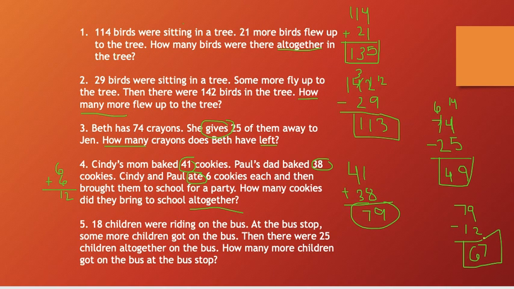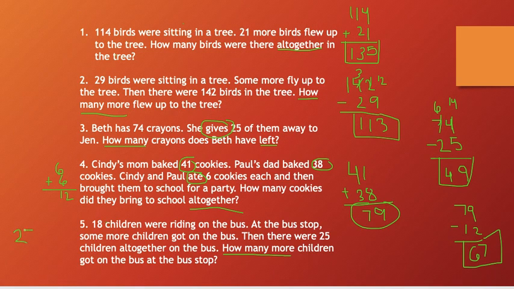And our last one says 18 children were riding on the bus. At the bus stop, some more children got on the bus. Then there were 25 children altogether on the bus. How many more children got on the bus at the bus stop? How many more? Keyword for subtraction. So we got to subtract our two numbers. We have 25 and 18. We always start off with the bigger number. I'm going to subtract on this side.